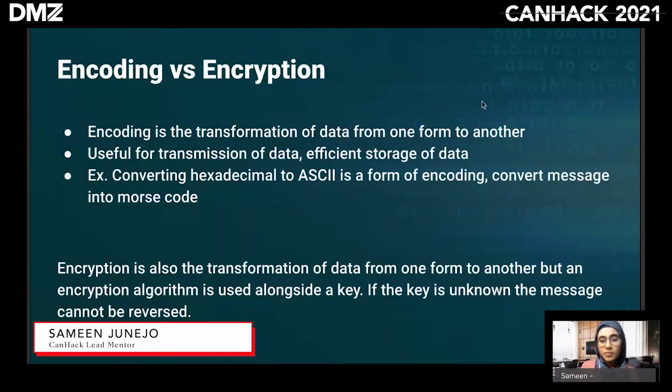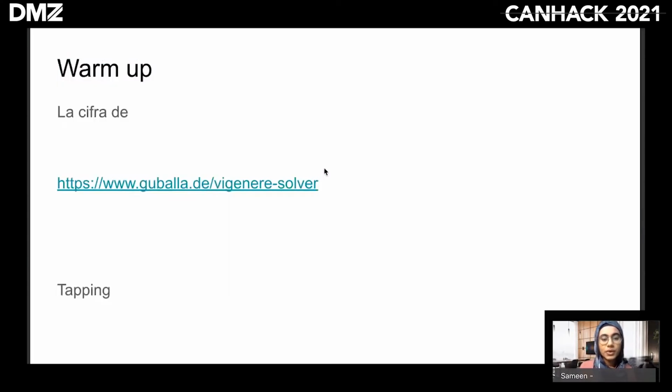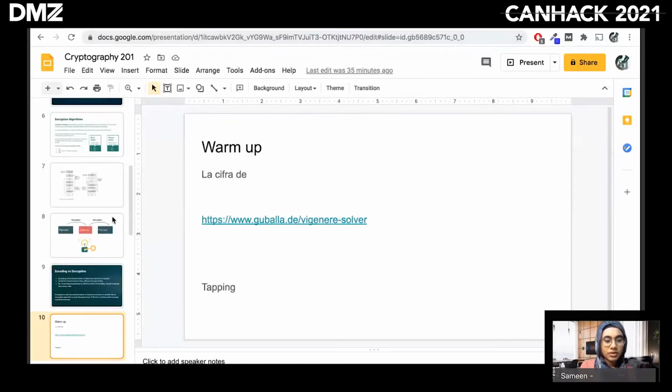So encryption is the transformation of data from one form to another, just like encoding, but an encryption algorithm is used alongside a key. And if the key is unknown, the message cannot be reversed. So let's do a warm up, and we're going to take a look at some problems.